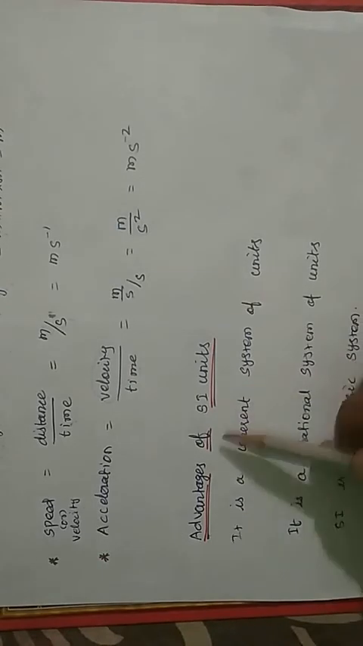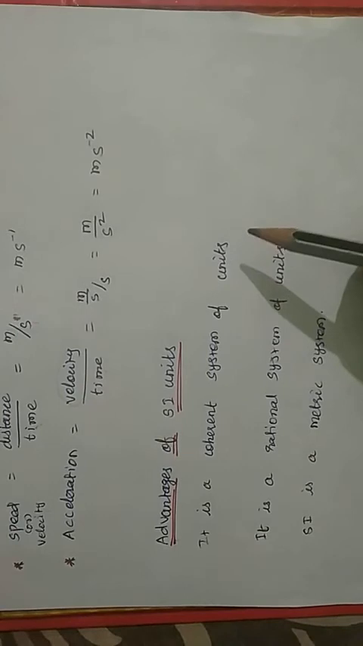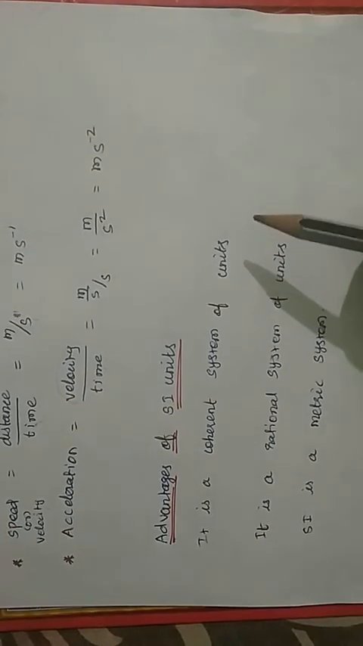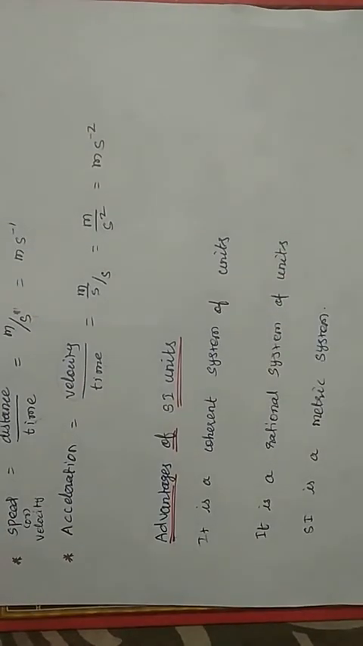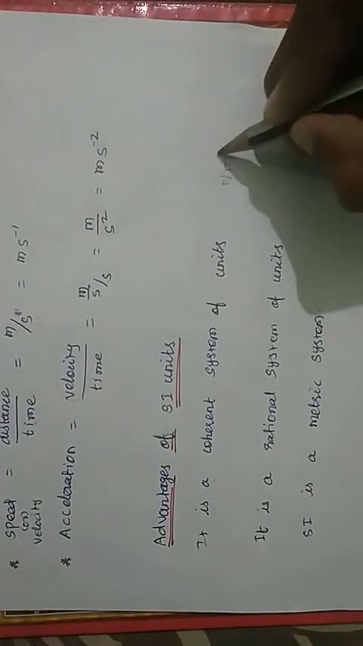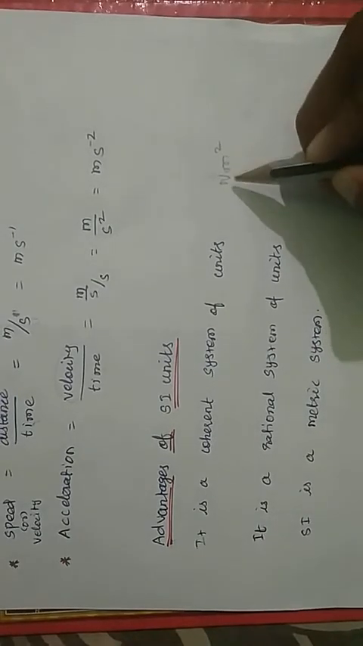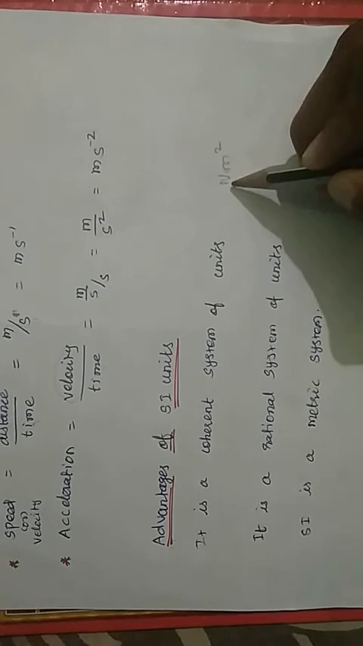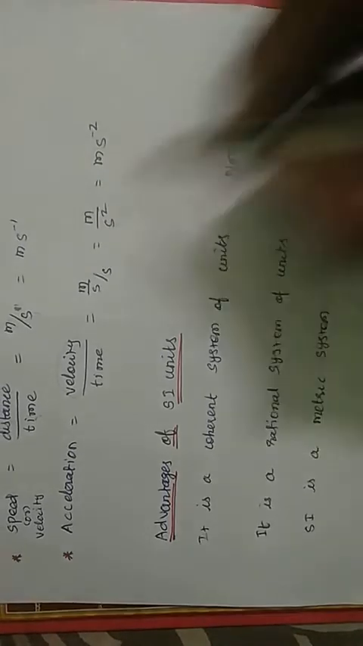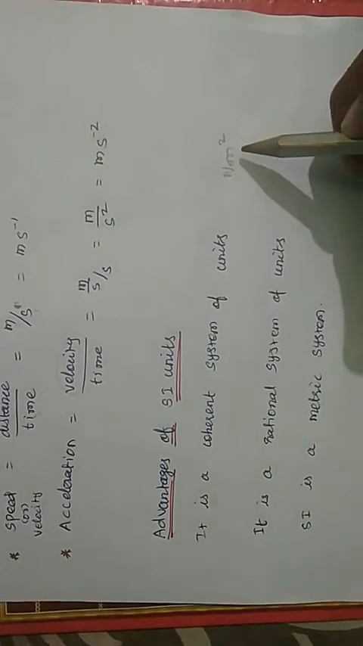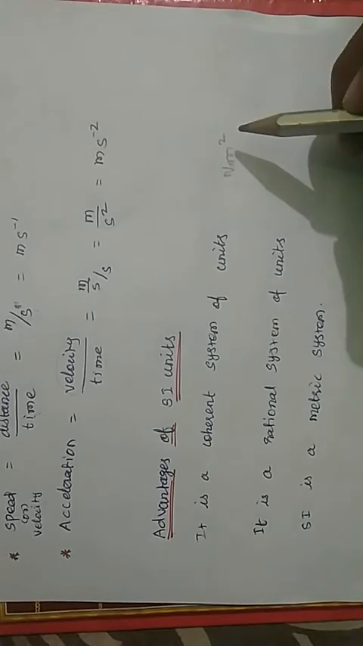Next is the advantages of SI unit. It is a coherent system of unit. So what is meant by a coherent system of unit? Simply, units can be written in the form of simple multiplication or division of units. For example, Newton meter square, there is a multiplication in between them. So the units of physical quantities can be represented by means of simple multiplication or division like this. So this is what the coherent system of units is.